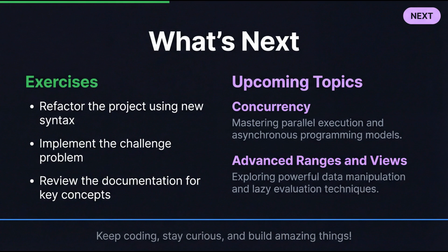For next topics, continue with concurrency for threads and async. Then, advanced ranges and views for composable, lazy operations. You now understand the constraint system. Use it to make your generic code speak clearly.